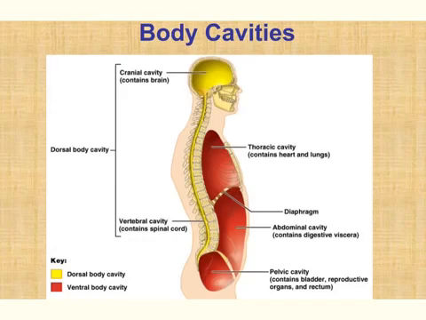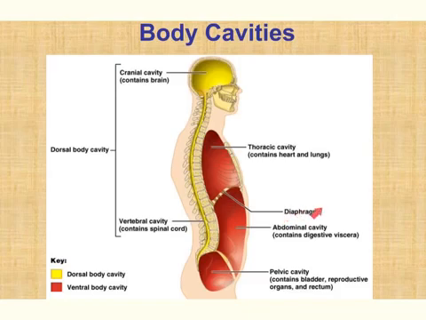It can be subdivided into the thoracic cavity. The thoracic cavity is surrounded by the ribs and muscles in the chest, and it contains the heart and lungs. And then we have the abdominal pelvic cavity. The abdominal pelvic cavity is inferior to the diaphragm, and it contains all of the abdominal organs such as the pancreas, the stomach, intestines, etc., along with the reproductive organs and the bladder.